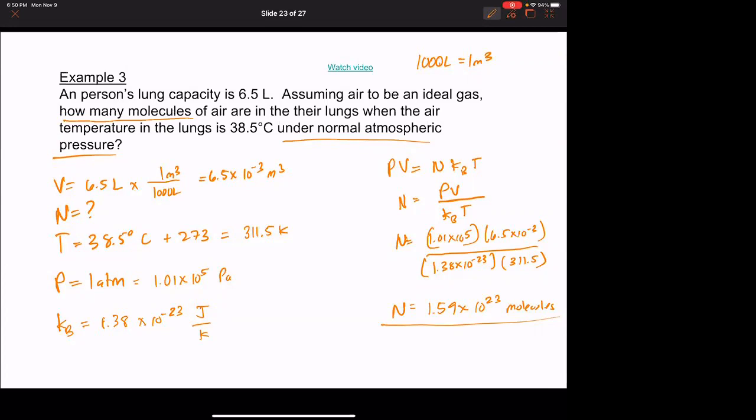Anybody have anything that needs clarified there? Can you just stay on this page for a bit? I'm still trying to write this down. Sure.